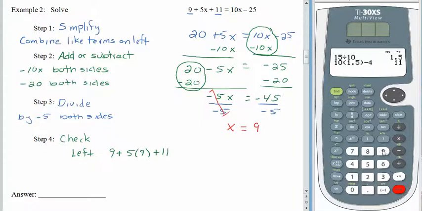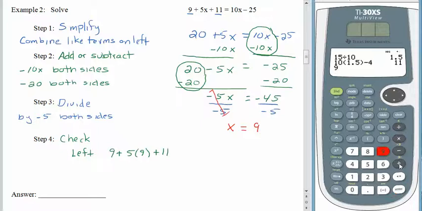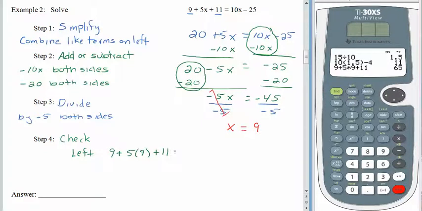And let's see what that is. 9 plus 5 times 9 plus 11. 65. And then we do the same thing on the right-hand side. Pause the recording for a second, evaluate the right-hand side, see what you get. Come back when you're done.